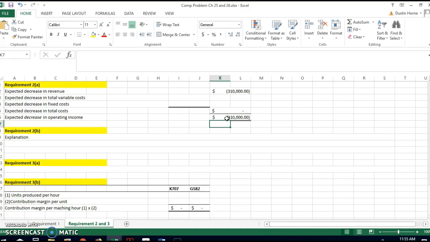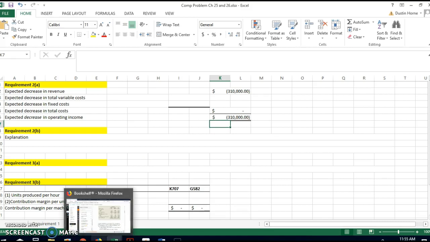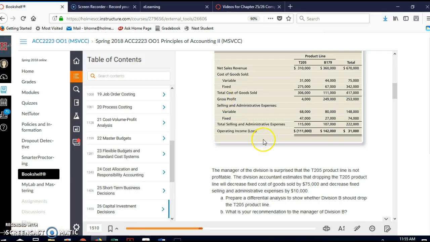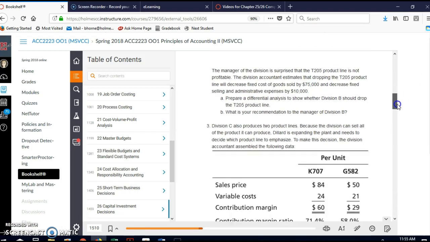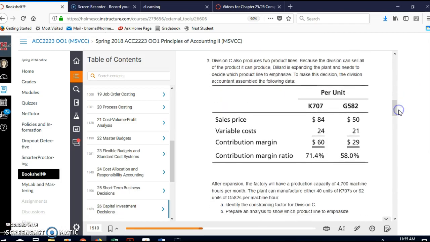That would be your explanation. Pretty straightforward there. But if you have a question, just message me and I can walk you through it. Now, for question number 3, to me, this is one of the easier problems. Here's the unit, sale price per unit, the variable cost, and the contribution margin. So all that is right here for you.